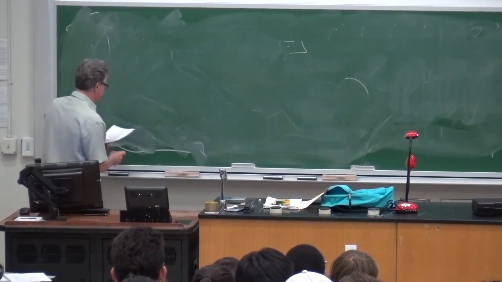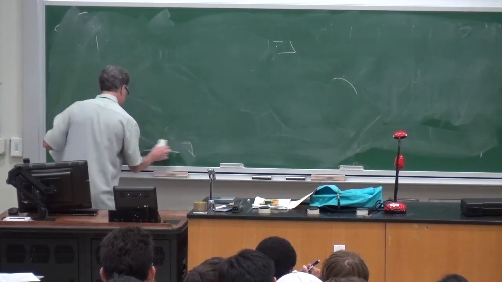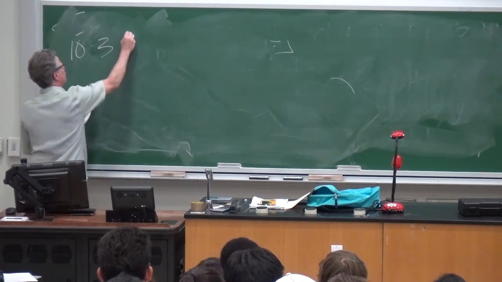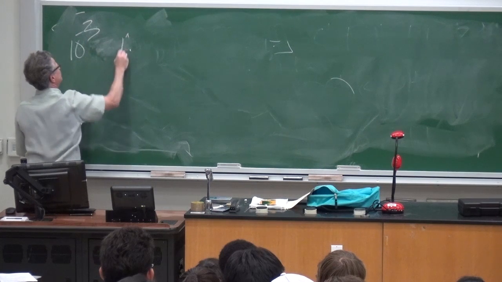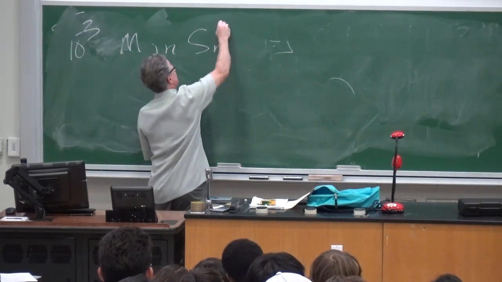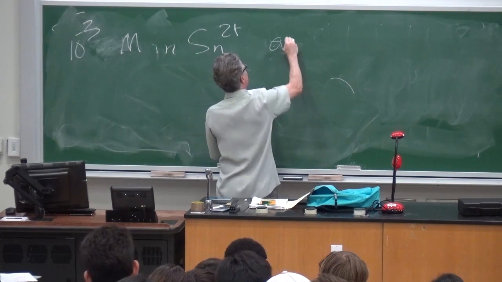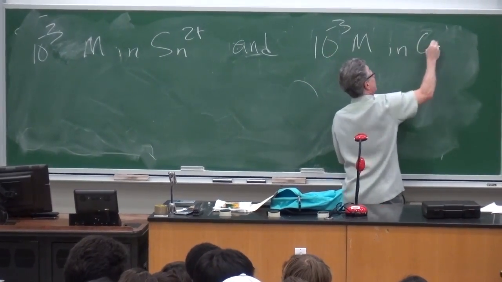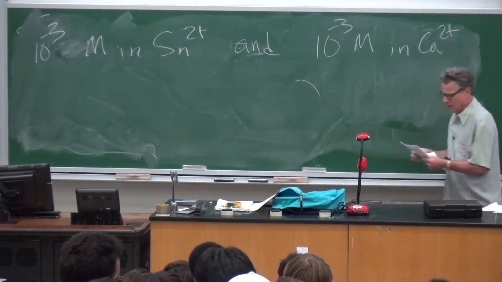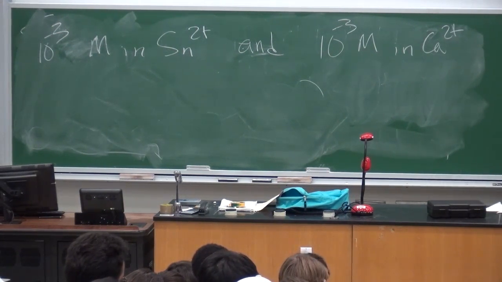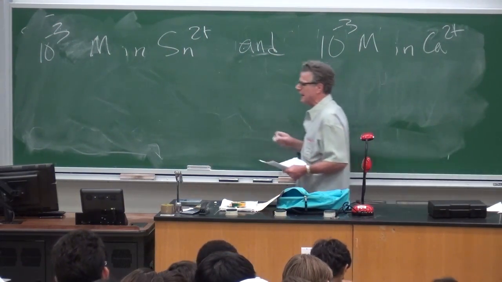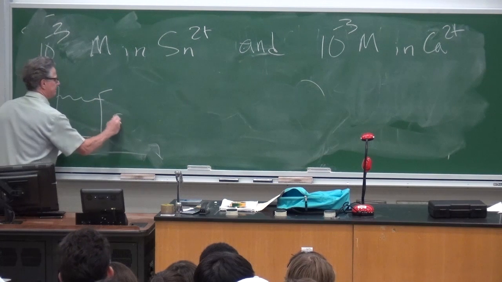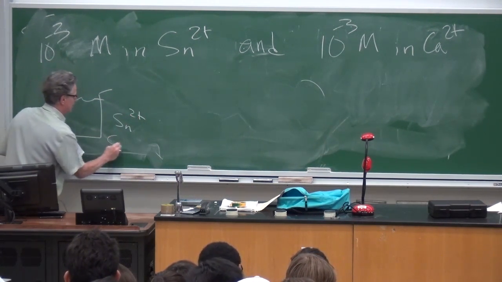Now, here's another way to think about this problem. I've got a solution. It's 10 to minus 3 molar in tin 2 plus and 10 to minus 3 molar in calcium 2 plus. Now, what I want to do is take this beaker that contains both of these. There's that beaker. It's got both of those cations in there.